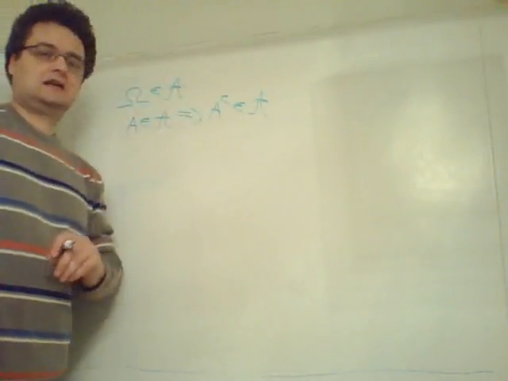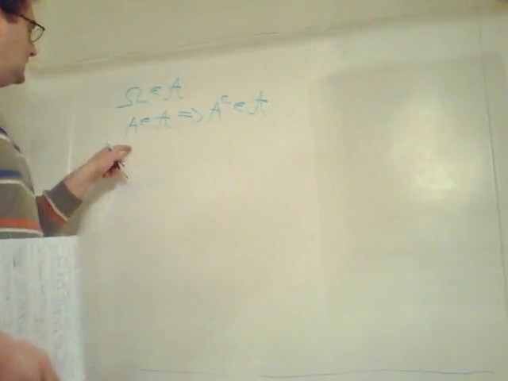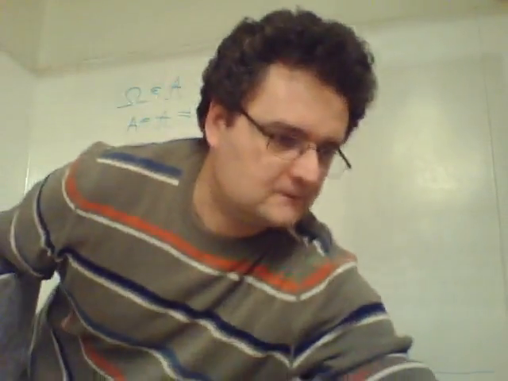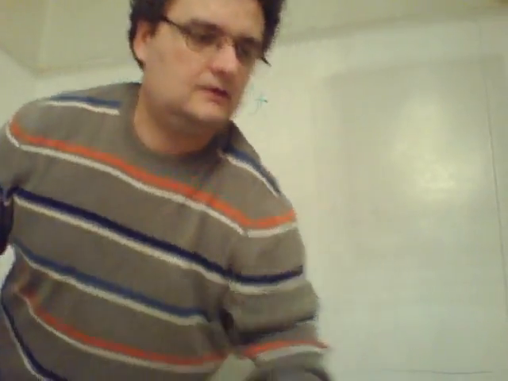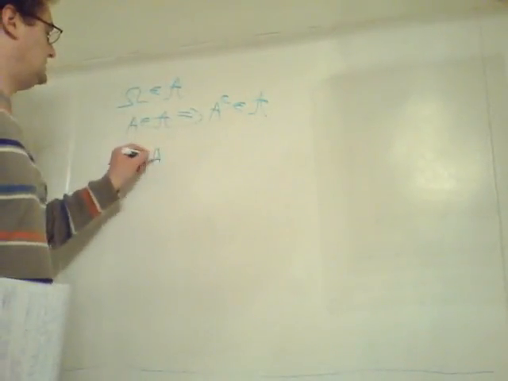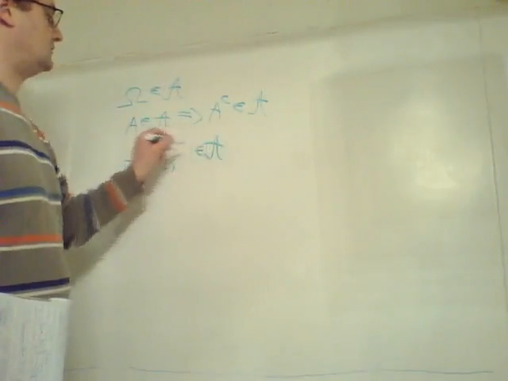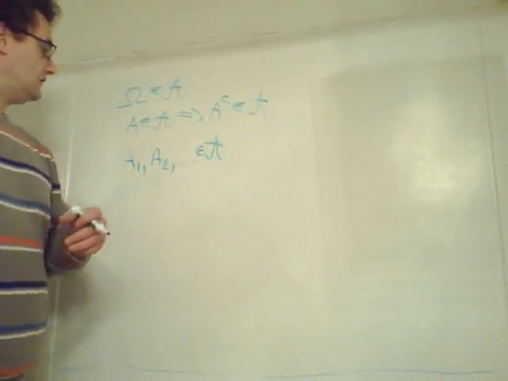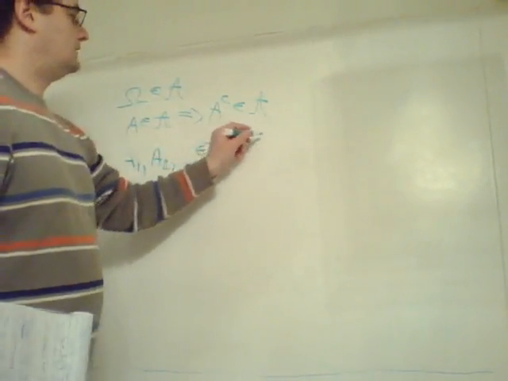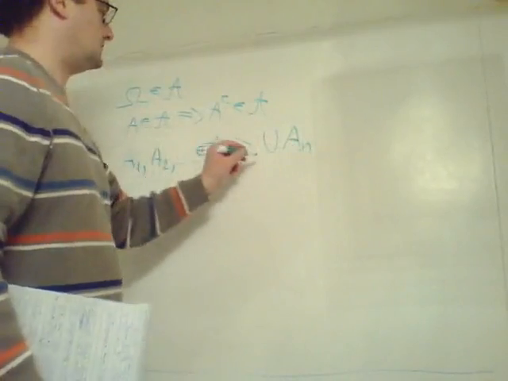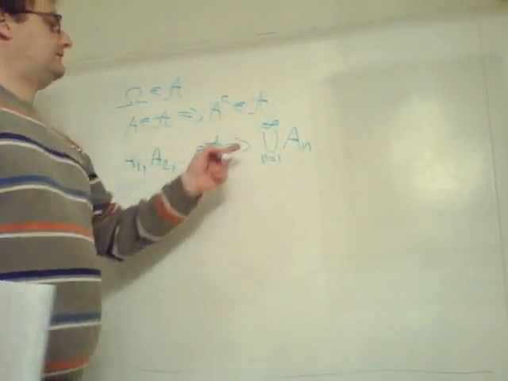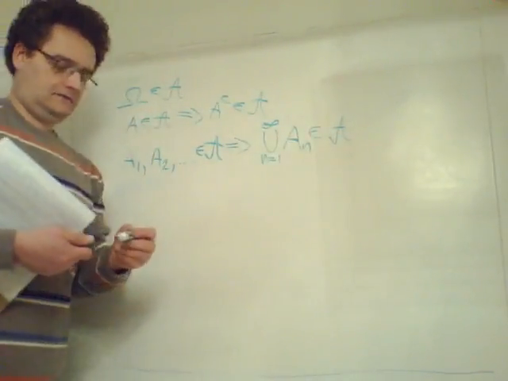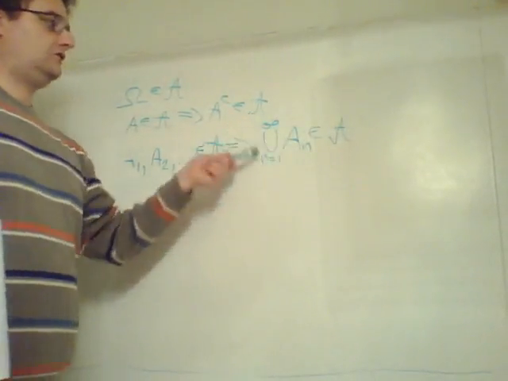And of course, we would assign 1 minus P of A. And the last requirement: if we have an infinite sequence of events or sets A_n which are in the domain of function P, then the union of all those, a countable union, is also in A. So we can also compute the probability of this countable union.